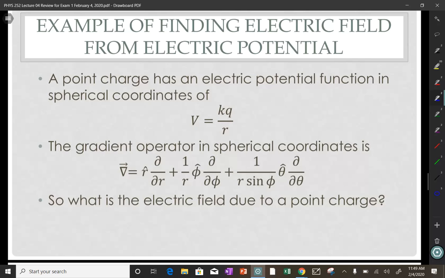So what's the electric field of a point charge? You already know the answer. We've done that too many ways to count. Yeah, the electric field of a point charge is KQ over r squared, and the direction is out of positive and into negative. So we want to see if that's what we get from that equation. Okay, so do the work. You do it.